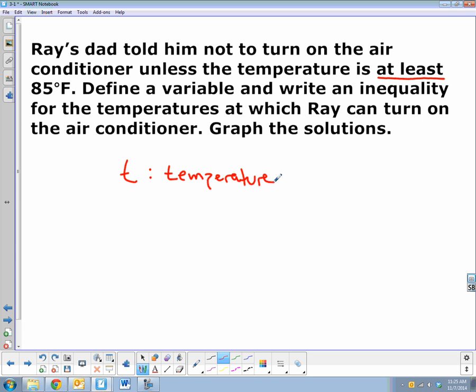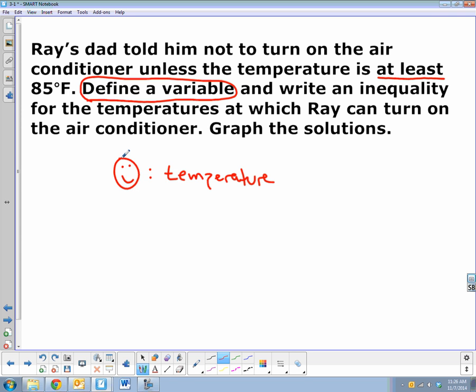I'm going to define that variable, and it is important that you actually follow the directions. If the problem says define a variable, you have to tell me what the variable means. T means temperature. If you had used X, that'd be fine too. X means temperature. If you had said smiley face means temperature. Actually, I'm going to go with smiley face. Why not? That's more fun. So smiley face means temperature. And I'm going to write an inequality for this temperature, at which Ray can turn on the air conditioner.